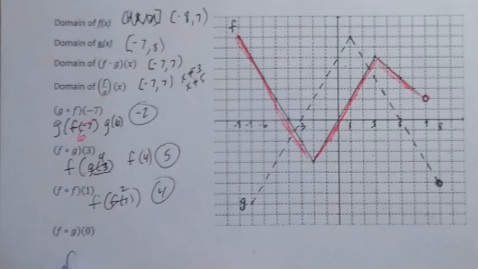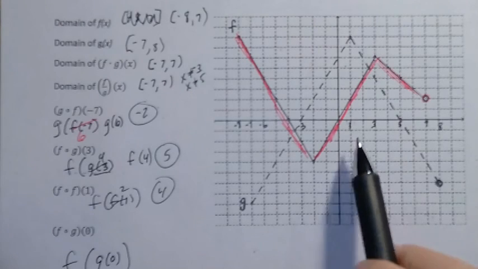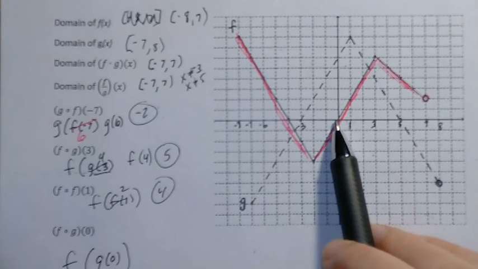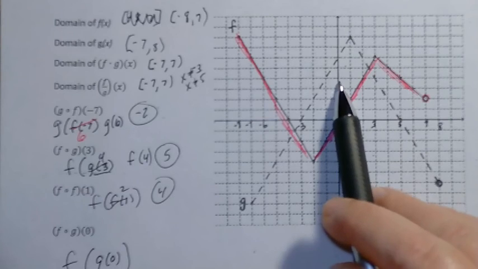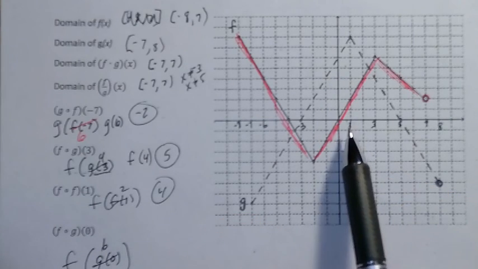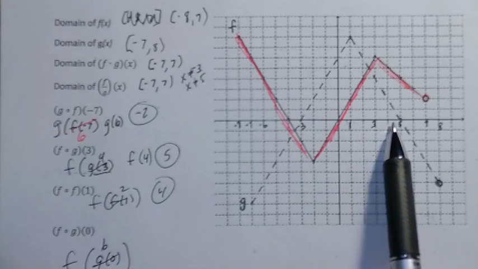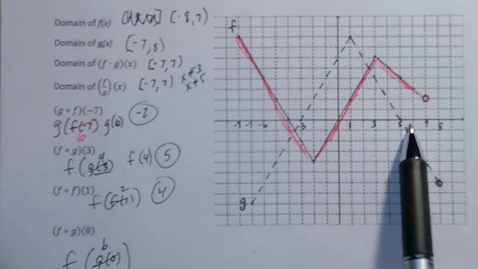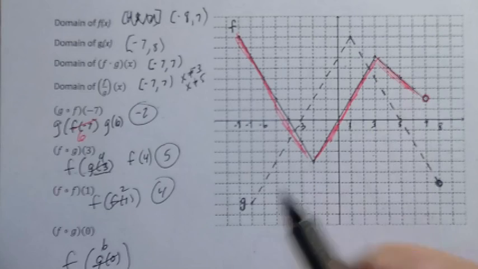The last one, let's find F of G of 0. So I'm going to go to 0 and find the G function, which is 6. Now I have to find F of 6, which is 1, 2, 3. And the F function is the pink function, so it is 3.